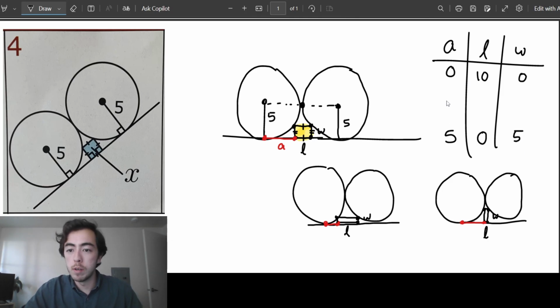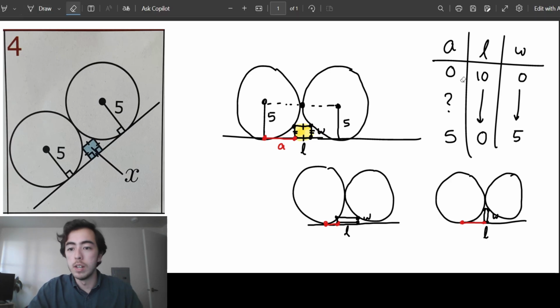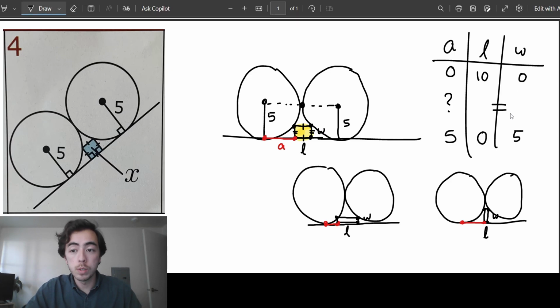So there is some kind of mysterious intermediate value. See how the length goes down and the width goes up? There's going to be some mysterious intermediate value where these are both equal to each other.